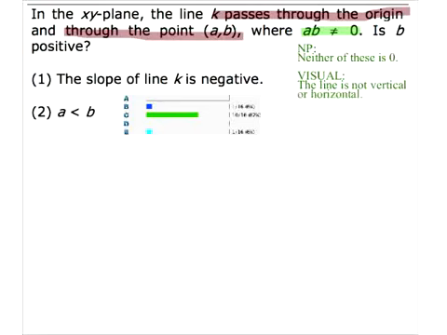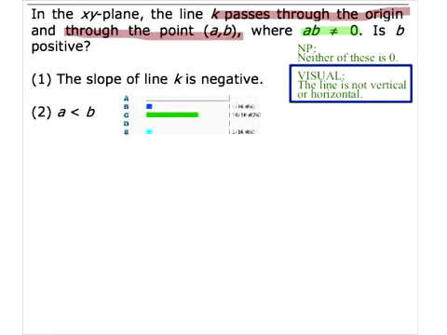Because the line goes through 0, 0. So if it were a horizontal line, then it would be the x-axis and all the b's would be 0. And if it were vertical, it would be the y-axis and all the a's would be 0. So that's important because you know at least that you're going through the quadrants. The line is not vertical or horizontal. That's a takeaway.